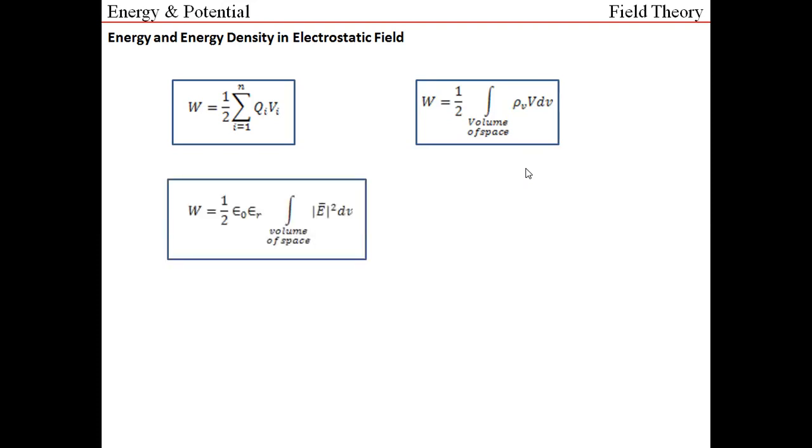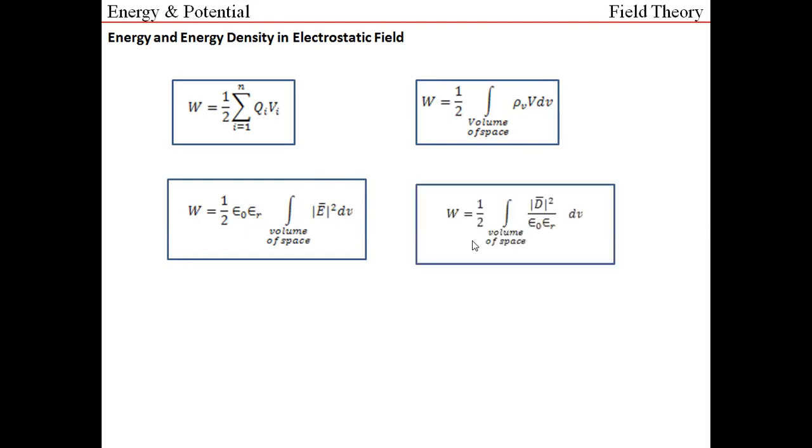Similarly, we have the relation of energy in terms of electric field intensity. It is 1 by 2 epsilon 0 epsilon r volume integral of magnitude of E bar square dV, and the same relation derived from it in terms of electric flux density D.